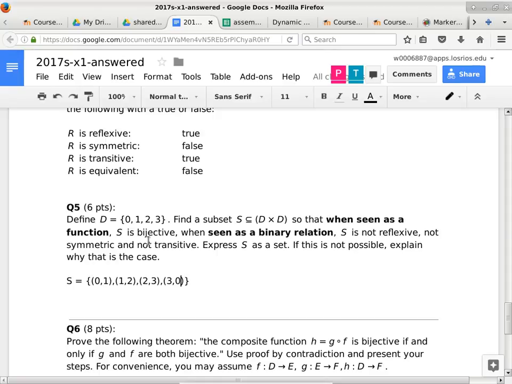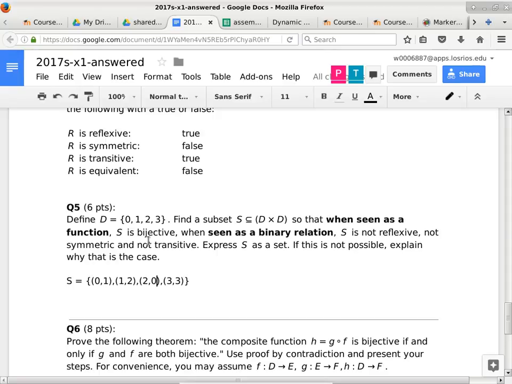Now, you can also do something kind of weird like this and just have this one mapped back to 0. It is still meeting all the requirements, because just having 3, 3 doesn't make it reflexive. Reflexive says for every element, you have to be able to relate to yourself. 0 doesn't relate to itself, 1 doesn't relate to itself, 2 doesn't relate to itself. So as a relation, it is not reflexive. So even this answer is correct.